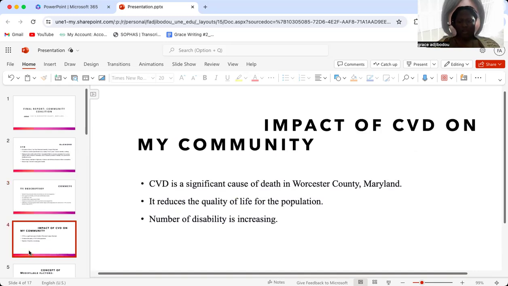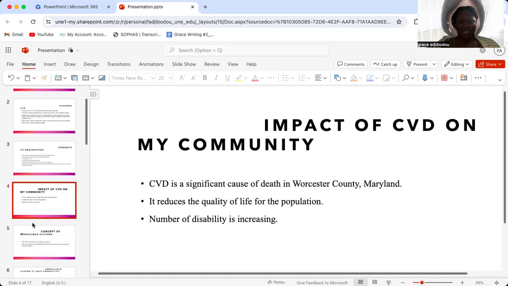How does cardiovascular disease impact our community? It causes a lot of death in that community. It reduces the quality of life for the population, and the number of disabilities is increasing.